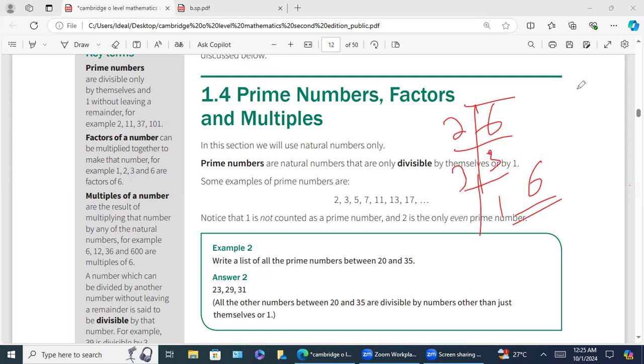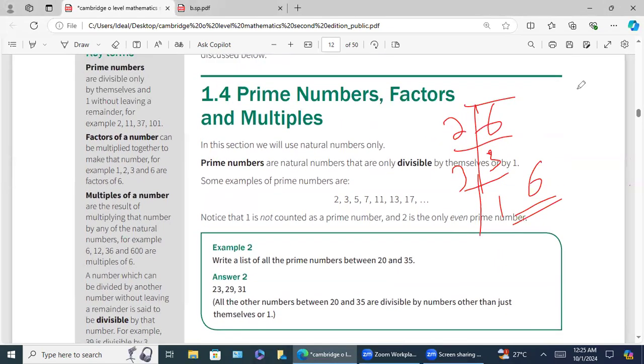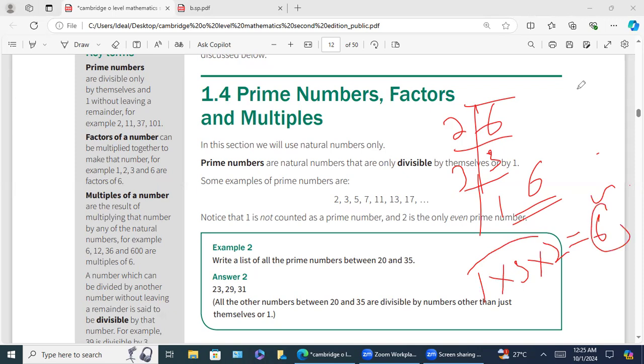So here, dear student, we have 1, 3 and 2 as the factors of 6. When we multiply these factors, we get 6. So simply, factors are the terms which multiply to make a number. Simple. Is it okay, dear student?